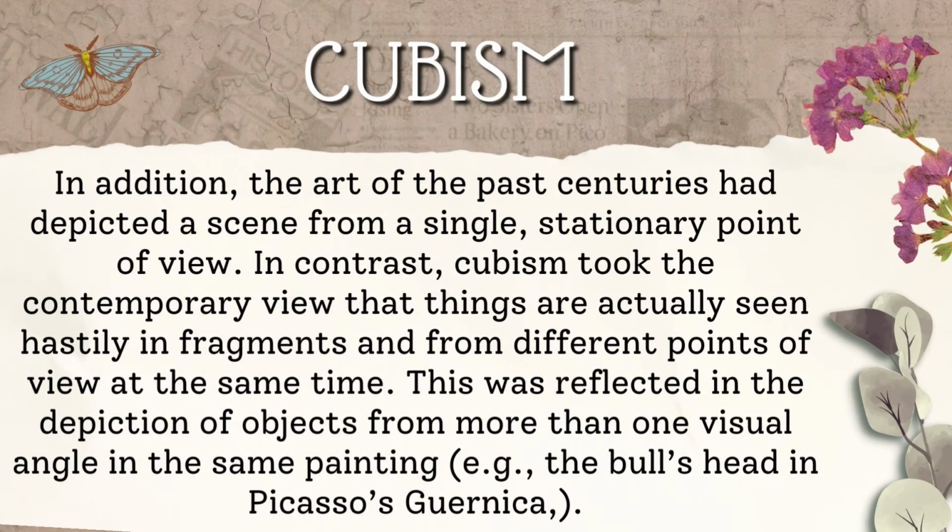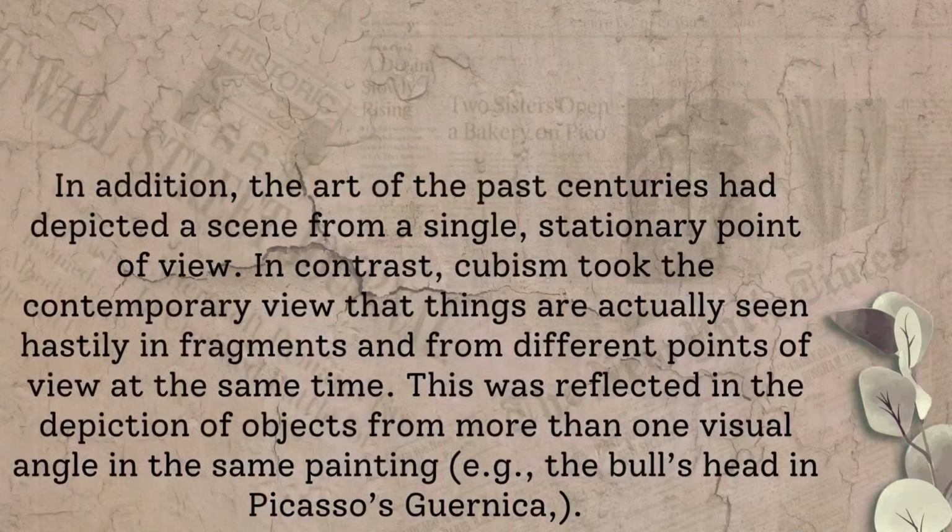In addition, the art of the past centuries had depicted a scene from a single stationary point of view, and in contrast, Cubism took the contemporary view that things are actually seen hastily in fragments and from different points of view at the same time. This was reflected in the depiction of objects from more than one visual angle in the same painting. Example is the bull's head in Picasso's Guernica.